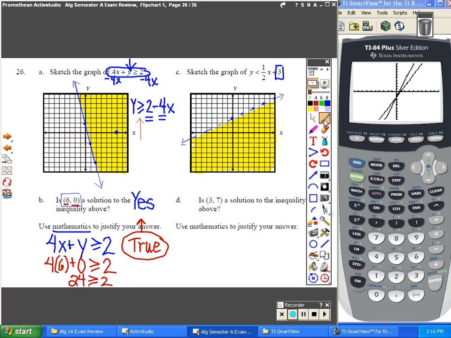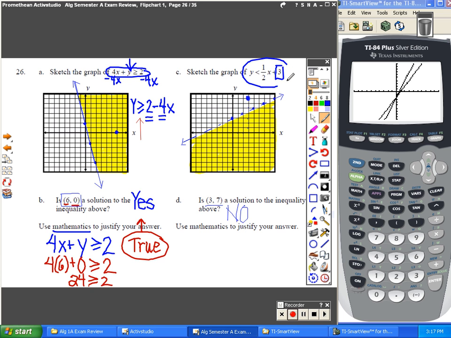And now let's see if we can answer their question. They said, is 3, 7 a solution? 1, 2, 3, 1, 2, 3, 4, 5, 6, 7. The answer, obviously, by the graph is no. That point is not in the yellow region. The yellow region is where the answers are. But in the second part, they make us justify this with math.